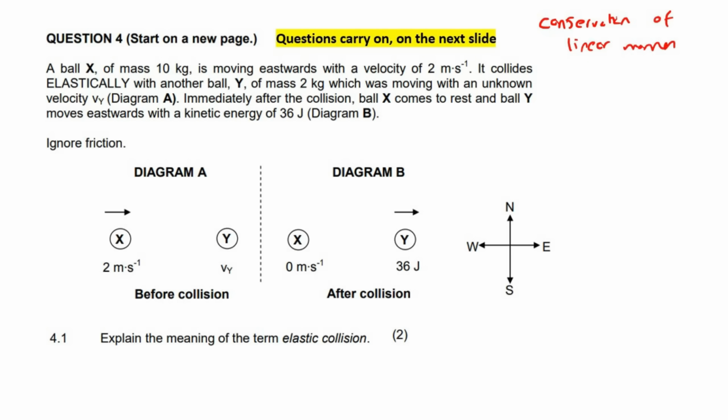Okay, so the formula we're probably going to have to use just now is that one that goes m1 v1 initial plus m2 v2 initial equals m1 v1 final plus m2 v2 final. You know that one, right?